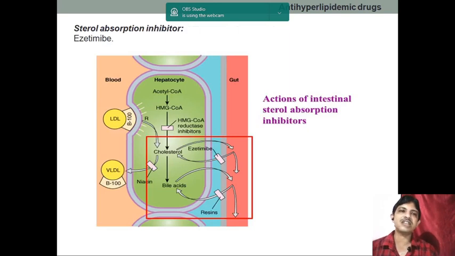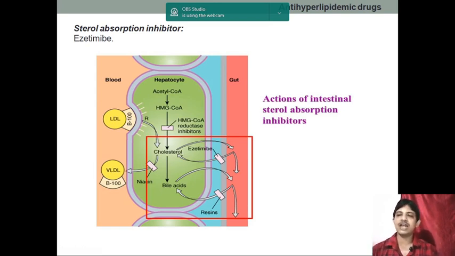Now the last one is the sterol absorption inhibitor, that is ezetimibe. In case of ezetimibe, what will happen? It acts on intestinal sterol absorption, so we are considering it a sterol absorption inhibitor. This is a unique drug that inhibits the absorption of the dietary cholesterol. From the gut, the dietary cholesterol absorption will be inhibited.